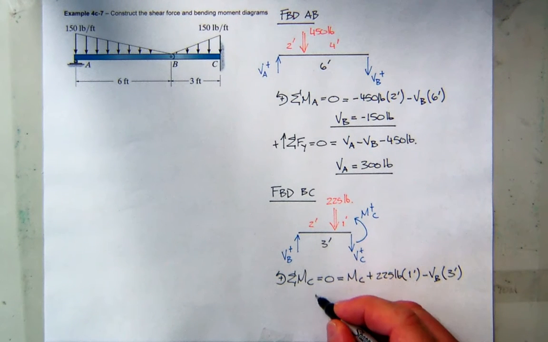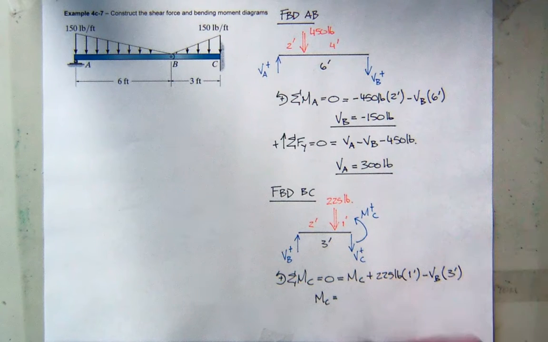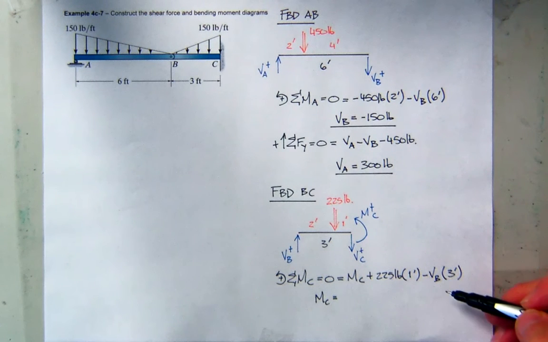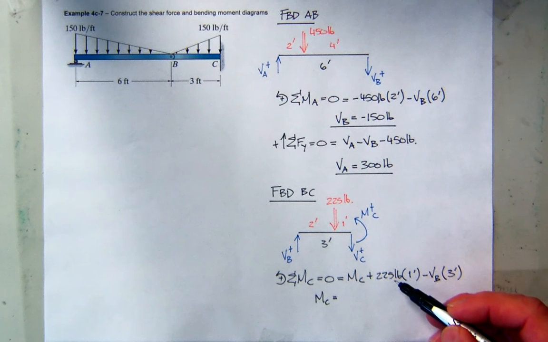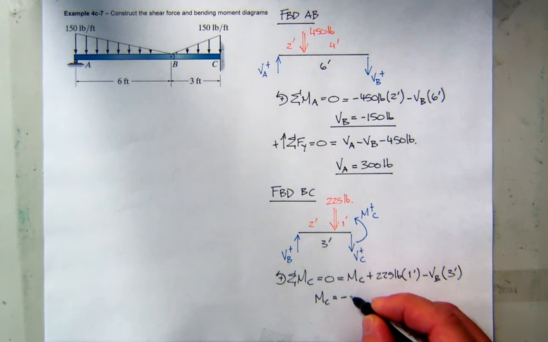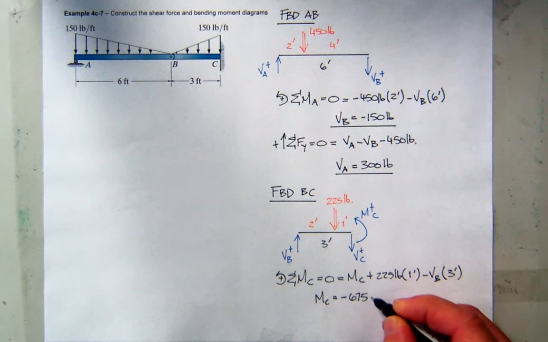So I'm going to solve for the moment at C. So I'll take my negative 150 and put it in there. That becomes positive 450. And when I add it to the positive 225, I get, what is that, 675? And that's all positive, so that goes to the other side of the equation. It becomes negative 675.